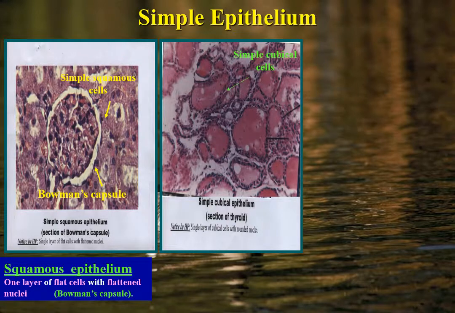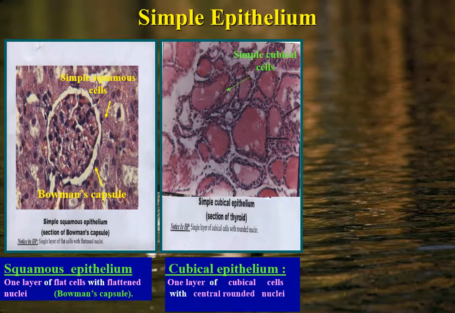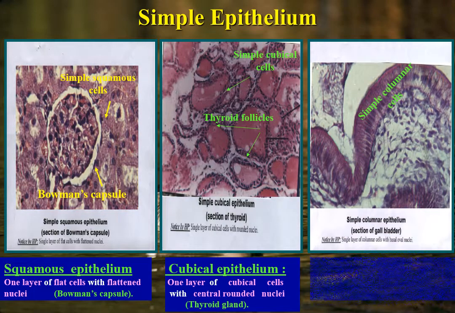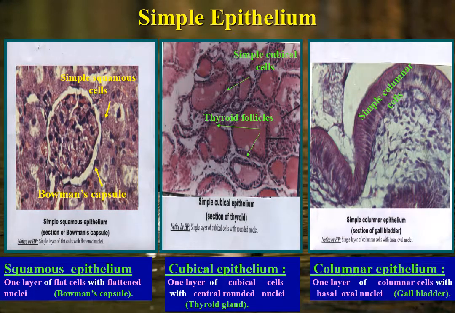Simple cubical epithelium: one layer of cubical cells with central rounded nuclei. An example, the epithelial lining of thyroid follicles in the thyroid gland. Simple columnar epithelium: one layer of columnar cells with basal oval nuclei. An example, the epithelial lining of the gallbladder.